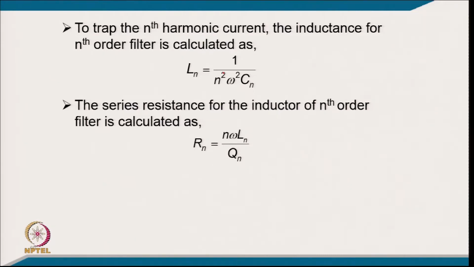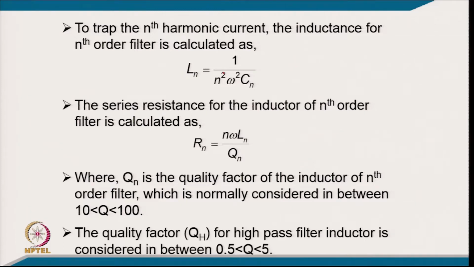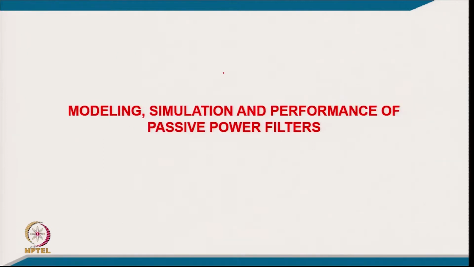This quality factor, as we already discussed, should be between 10 to 100, but the absolute value may be around 10 to 30, where Qn is the quality factor of the inductor for nth harmonic filter, which is normally considered between 10 to 100. The quality factor for the high pass filter inductor is considered between 0.5 to 5 or so. So, that is the method of how we design it.